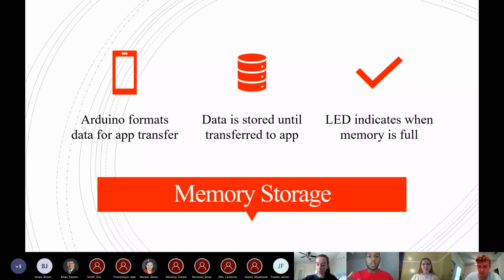And so the Arduino software has a communication for that. And also earlier we mentioned control detect notified if the memory is full with the LED.